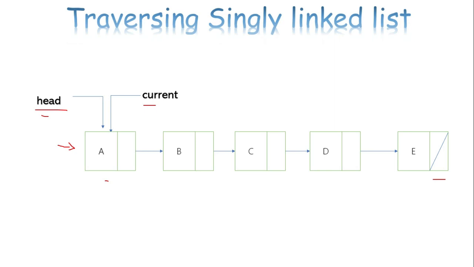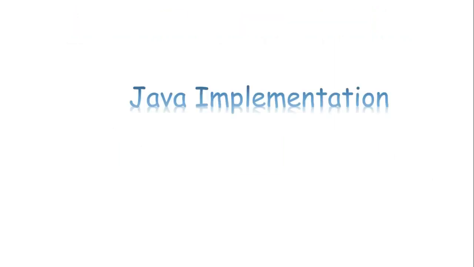Since current already points to the first node, using looping, we can tell current to keep on moving to the next. Current should keep on moving to the next from the first one, go to the next, again to the next, again to the next, until it finds null. As soon as it finds null, it should stop or quit the looping. Let's see the implementation in Java.